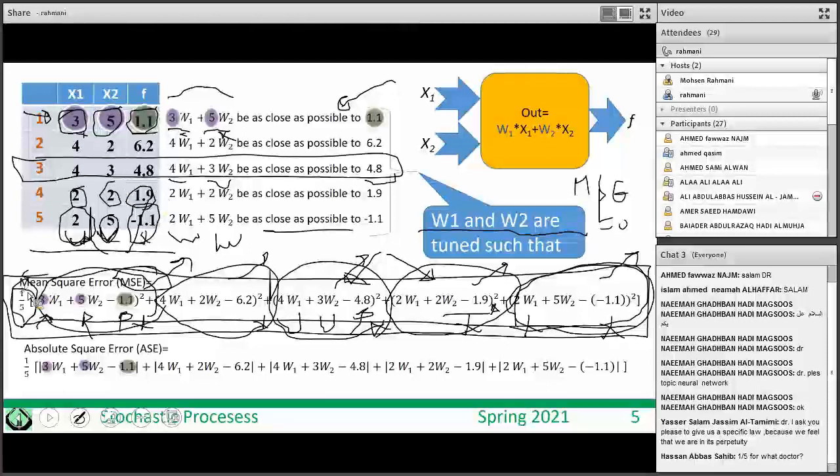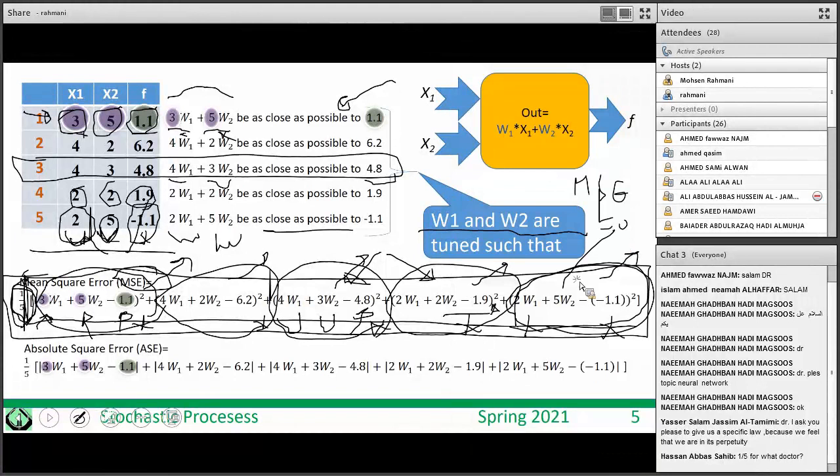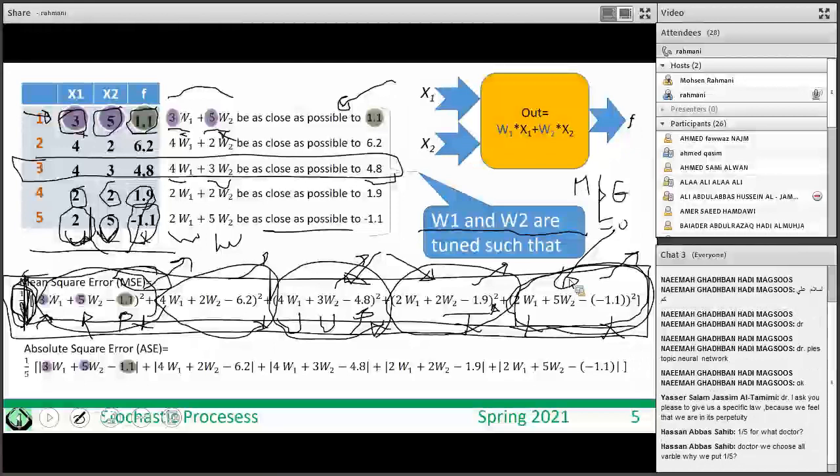And what is the advantage of this 1 over 5 that you asked? In this problem, no difference. You can even remove this. If you minimize this error with or without 1/5, there is no difference. If I minimize a term, I have minimized 1/5 of that. But this is the standard formula.